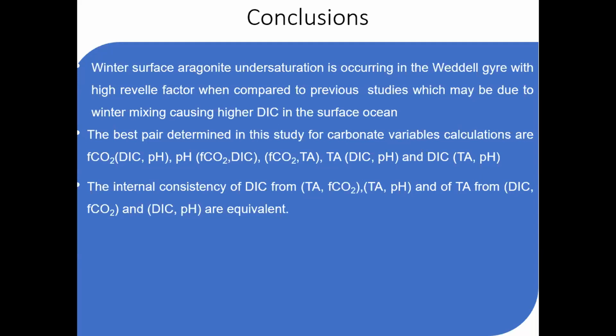And also, as we saw in the distribution, the internal consistency of DIC from total alkalinity and FCO2, total alkalinity and pH, and of TA from DIC and FCO2 and DIC and pH are equivalent. What I mean by equivalent is that one can be used for the other. So in case you are able to measure the DIC, it may not be necessary for you to do internal consistency for total alkalinity if you have done it for DIC, because they are just oppositely equivalent.